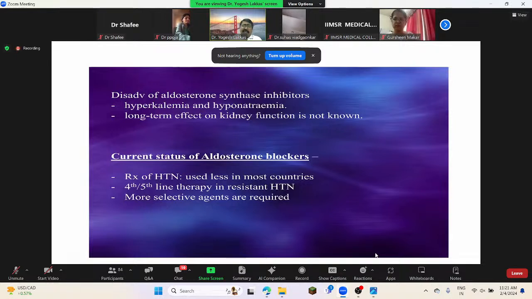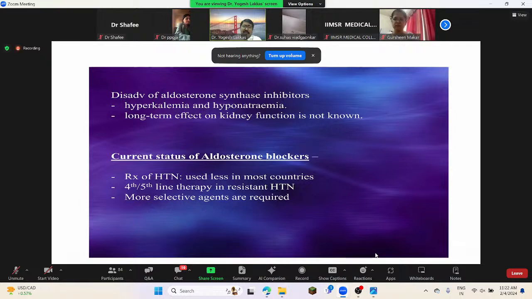Disadvantage of aldosterone synthase inhibitors: hyperkalemia can be there, hyponatremia. Hyponatremia is a very important aspect when you treat hypertension, particularly in elderly patients. Then you have to be a bit precautious about when to start diuretics or when not to start diuretics in clinical practice, because that can predispose to a very severe hyponatremia, and the patient may land in the emergency department with severe hyponatremia, or it can even be fatal. That's why this is an important aspect.